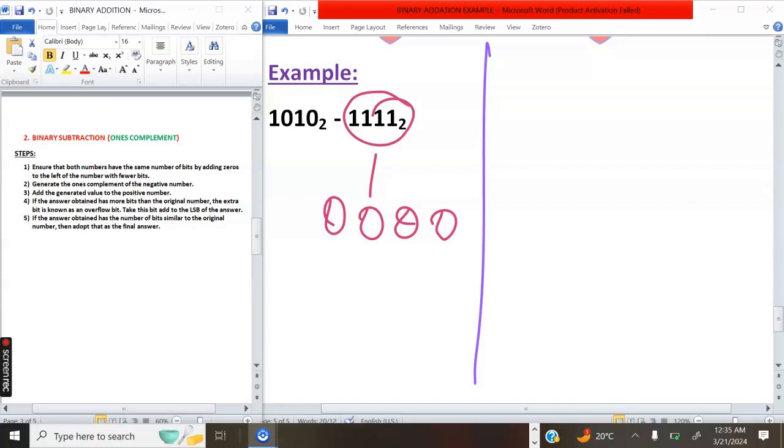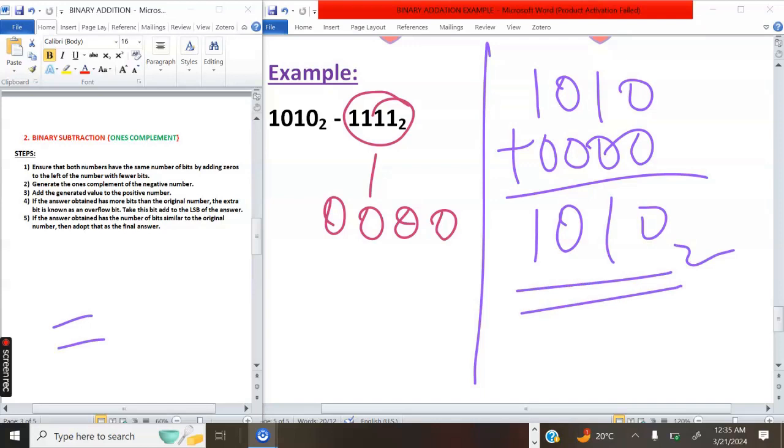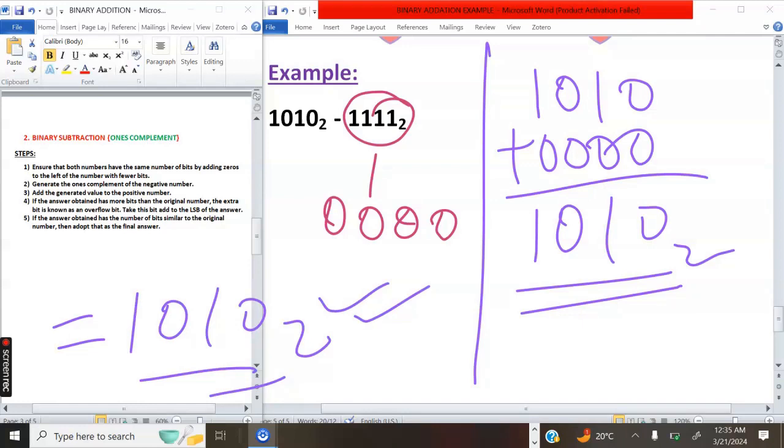Okay, now having done that, the next step is to add both sides, the two positive numbers. So what I will have for the other side is 1 0 1 0 plus 0 0 0 0, and eventually the answer will be 1 0 1 0. This is a straight case, it's not complicated. Therefore the final answer for this one is 1 0 1 0 base 2. That's the answer for that. Okay, having done that, the next step is to go to the next case.